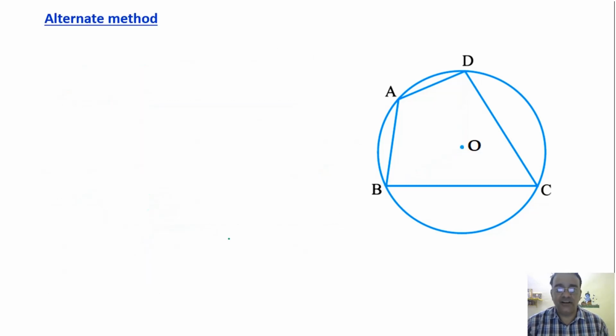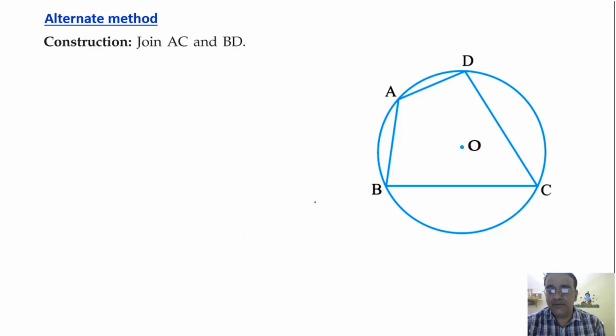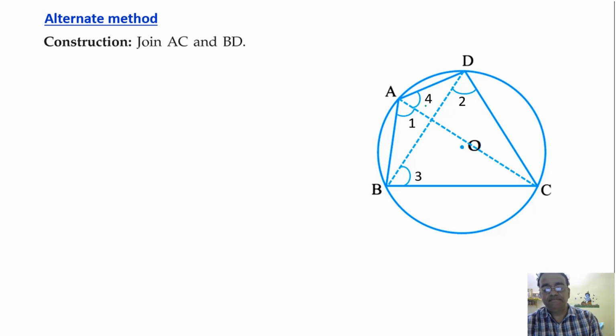Let us see the alternate method. Maybe this method will seem easier. Here, we will join the diagonals. Join AC and BD, right? And we'll mark this angle as 1, this angle as 2, this angle as 3, and this angle as 4, right?